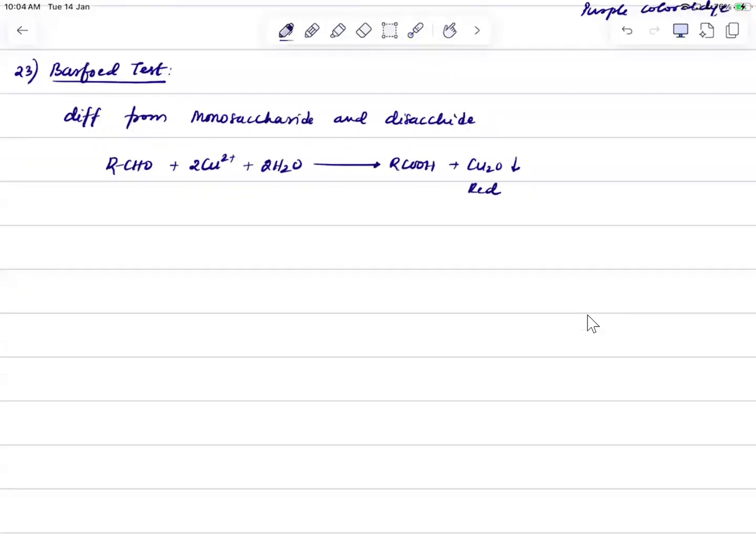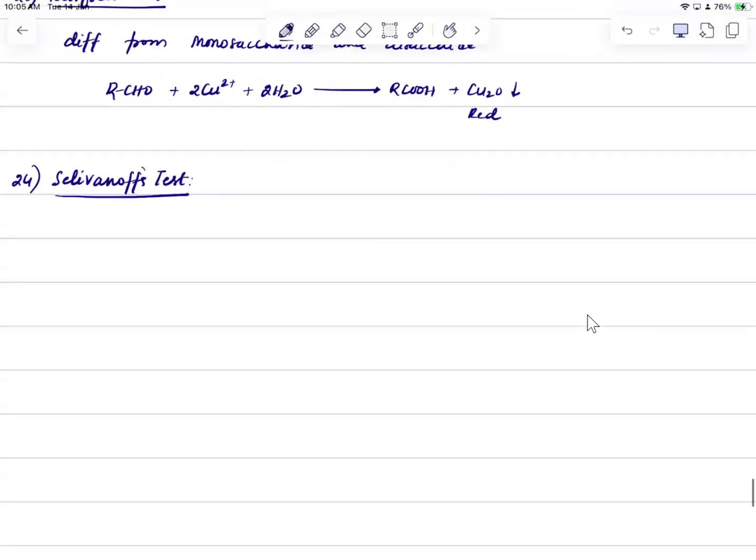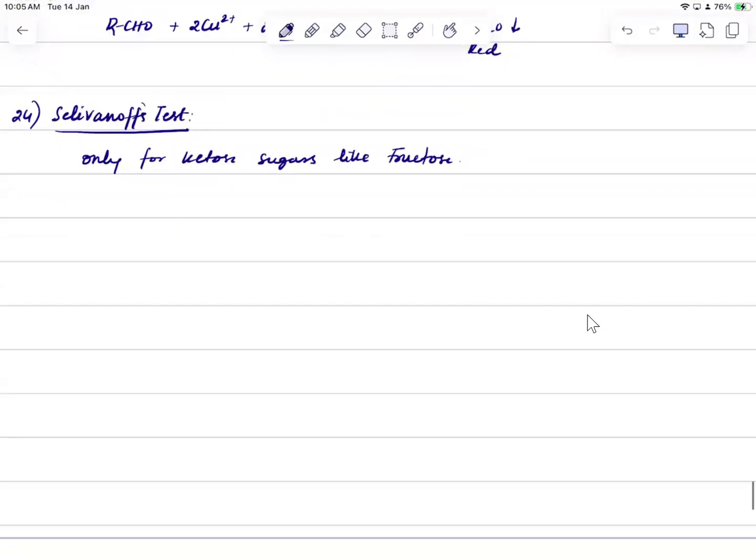Next, 24. Seliwanoff test. This is the test for identifying fructoses. Okay, only for ketose sugars like fructose. Got it? You're checking out for fructose.